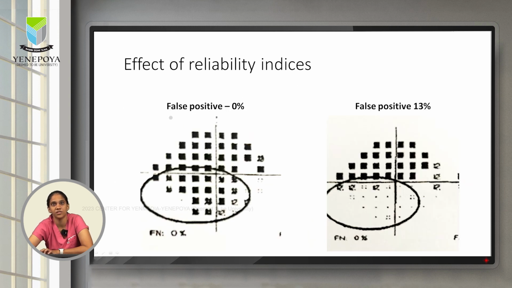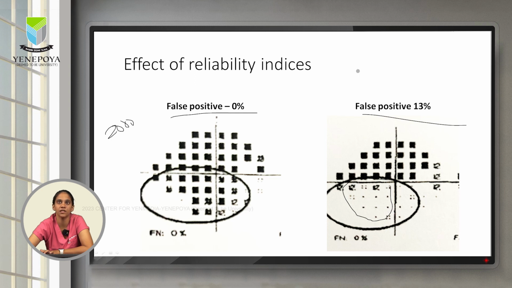So why is false positive important? Okay, this was a patient with 0 false positive. This was the first test that was done in the patient in say 2000. Okay, this was when false positive was 13%. Trigger happy patient. Again, look at how many areas have come out as almost normal. So what would you think in such a case?